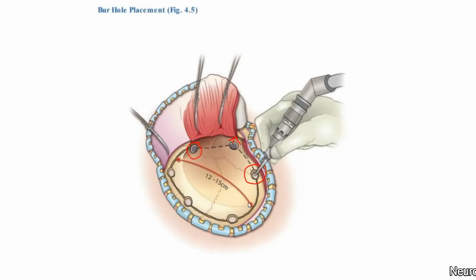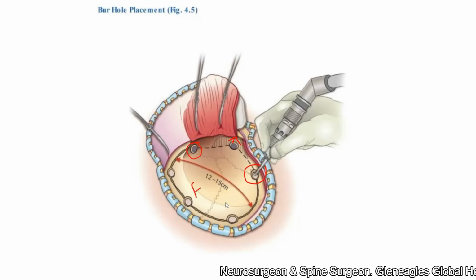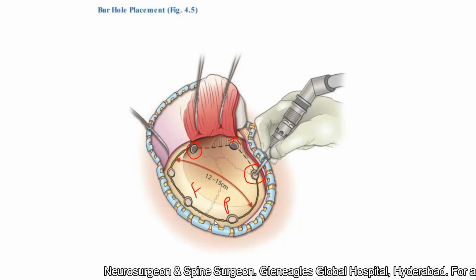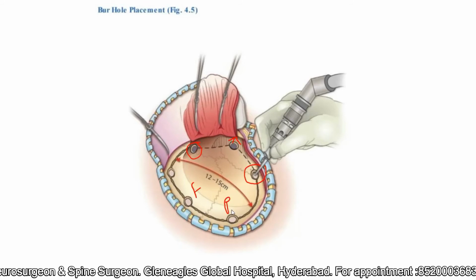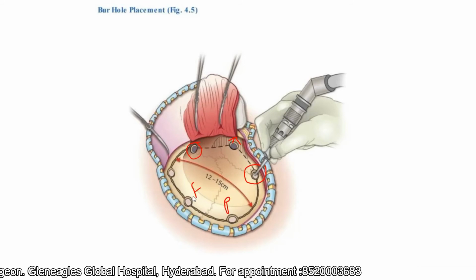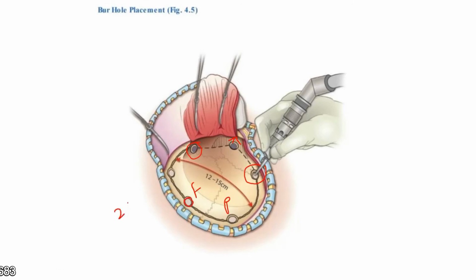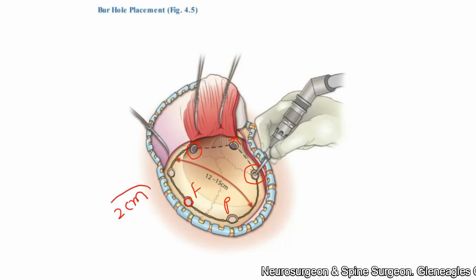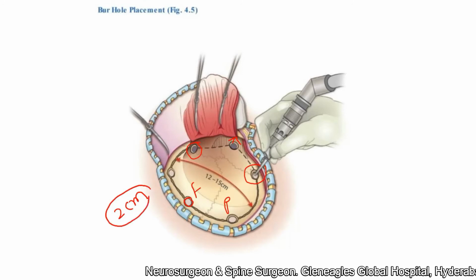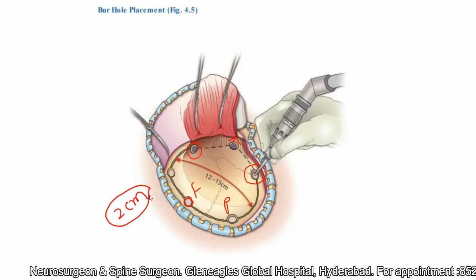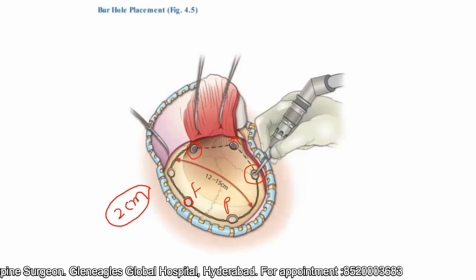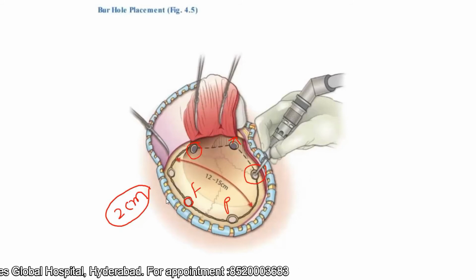Then the remaining burr holes are placed along the frontoparietal region. This is the frontal bone. This is the parietal bone, near the midline along the frontoparietal region. Ensure that these burr holes along the midline are at least 1.5 to 2 centimeters away from the midline. This is a very important precaution, because if you place the burr holes on the midline, there are high chances of injury to the superior sagittal sinus.